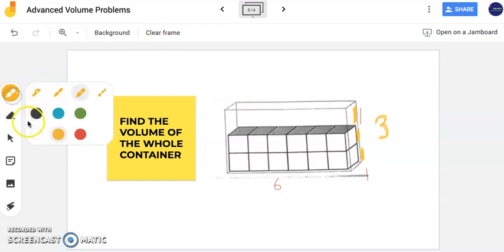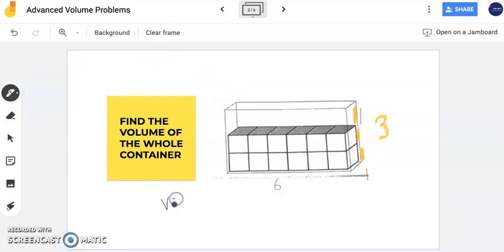So now to find my volume, all I need to do is my length times my width, which is the area of my base, times my height. I'm just out of the habit of doing this in 2 steps. 6 times 1 is 6, times 3. And that equals a volume of 18 cubic units, or you can also say units cubed.